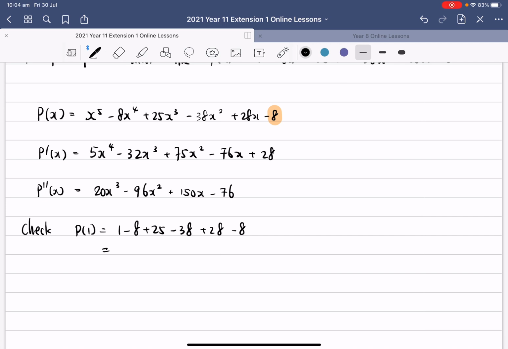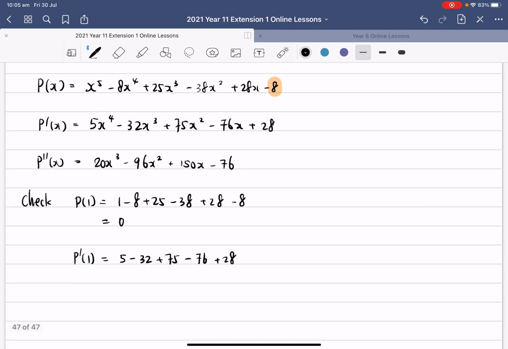Yep, that is equal to 0. Alright, so P(1) is equal to 0. Now, we need to check if this is a double root or not. If it's a double root, then P'(1) is also equal to 0. So we need to check that. If it's not a double root, then this is not equal to 0. Okay? Alright. Negative 27 minus 1 plus 28. Yeah, that is equal to 0.